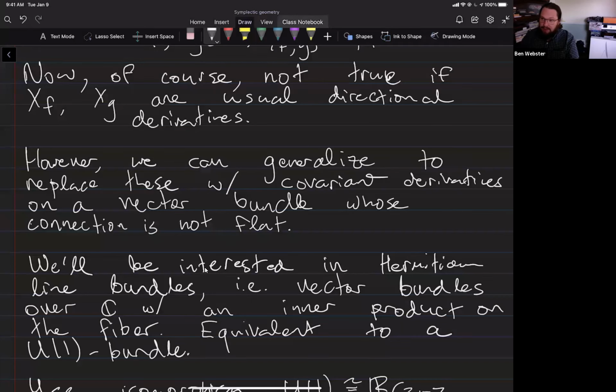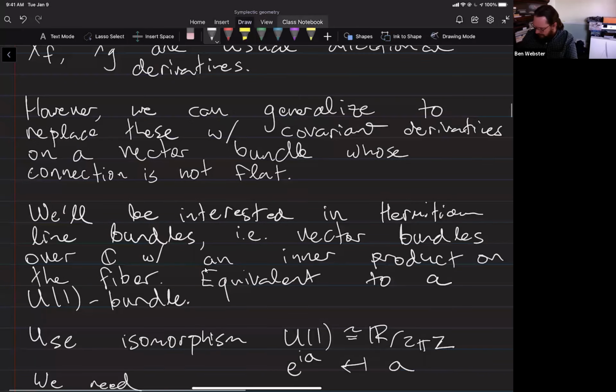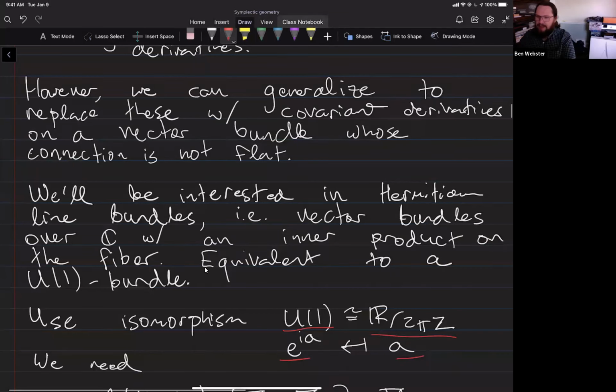So if I have elements of U1, those act on C and they preserve the inner product and the complex vector space structure. So if I use gluing maps that lie in U1, then I can use that to glue together a Hermitian line bundle. And an important point that I definitely got myself a bit confused about, I'm always going to write U1 as R mod 2 pi Z by the map a maps to e to the i a.